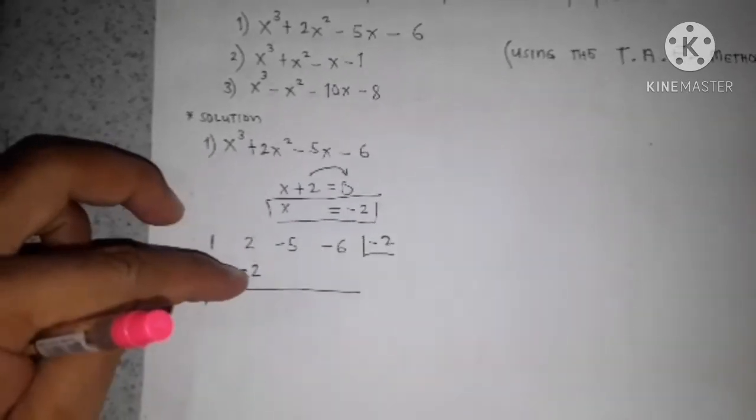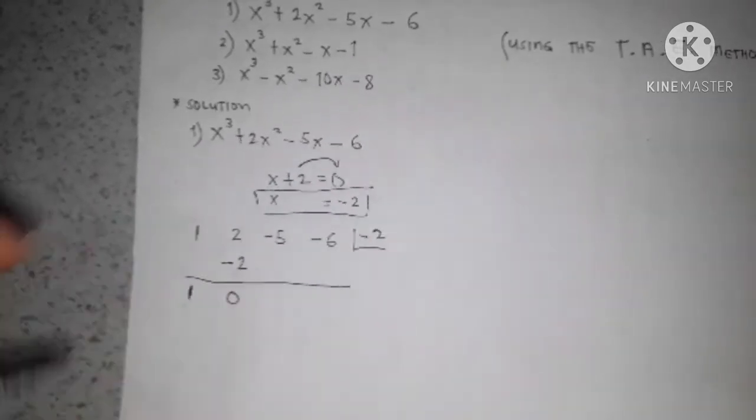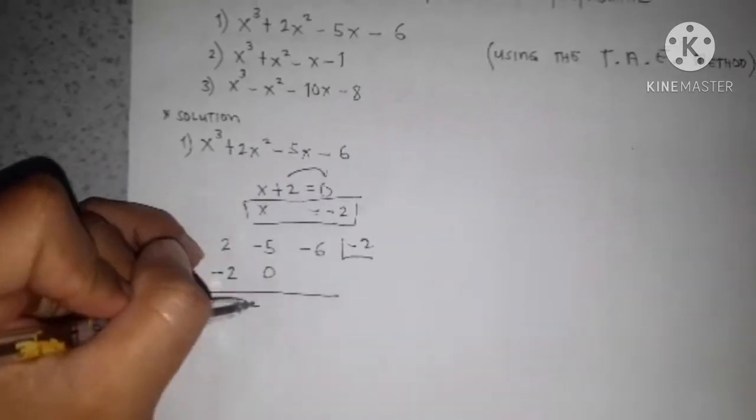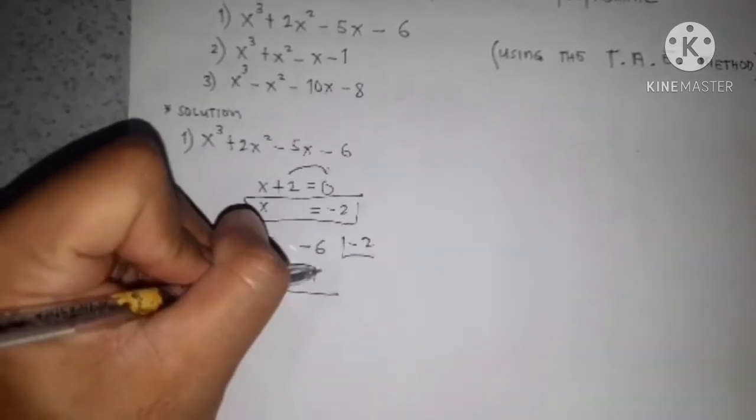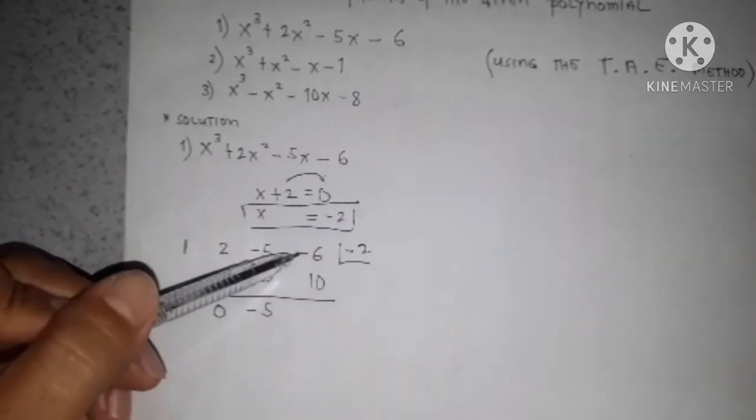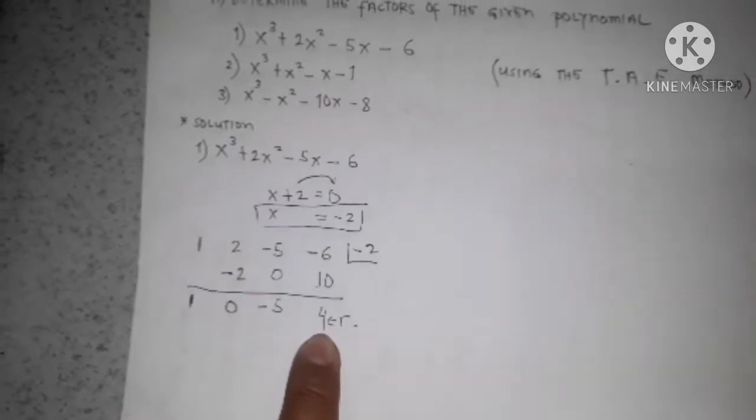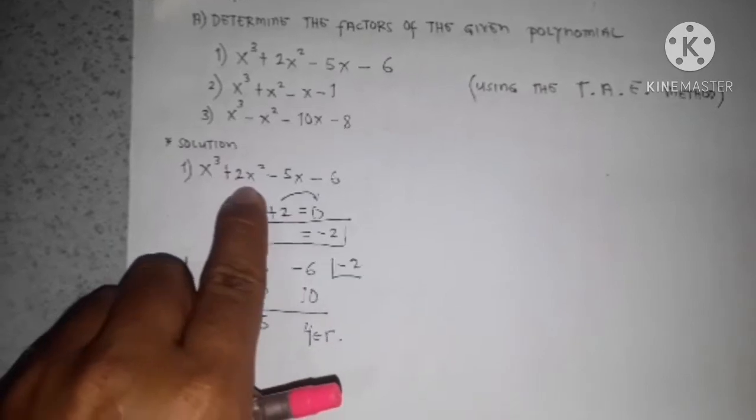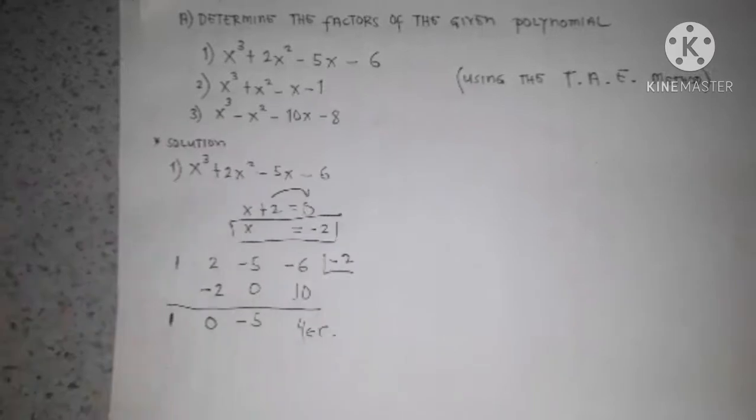And then positive 2 plus negative 2. That is 0. And then 0 times negative 2, that is 0. Negative 5 plus 0, that is negative 5. Negative 5 times negative 2, that is positive 10. And then negative 6 plus positive 10, that is positive 4. So, since the remainder is not equal to 0, according to the factor theorem, yung x plus 2 ay hindi factor ng x cubed plus 2x squared minus 5x minus 6.